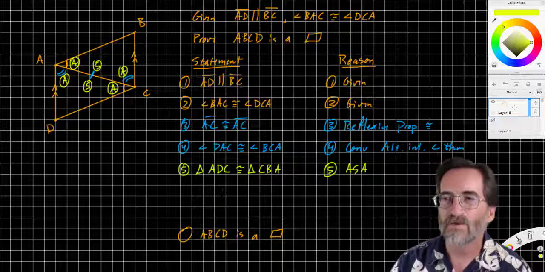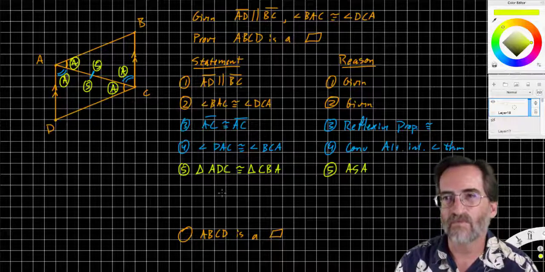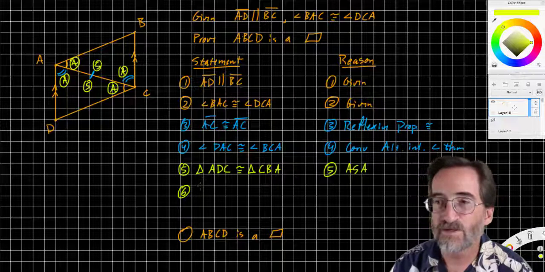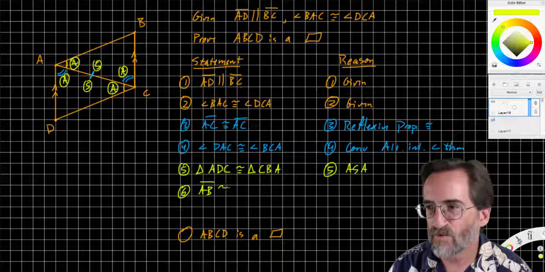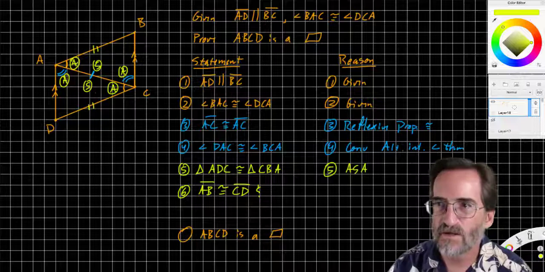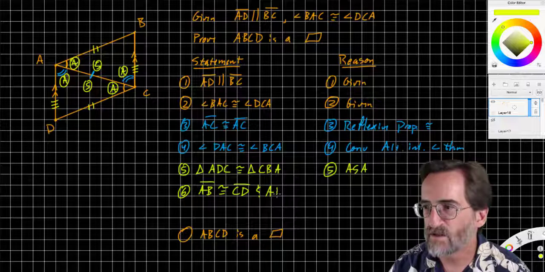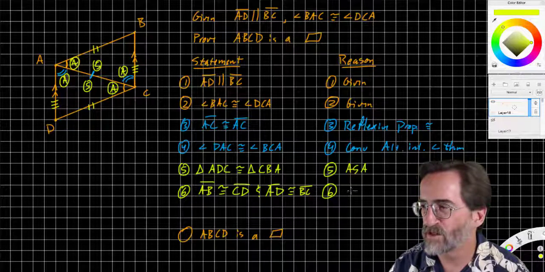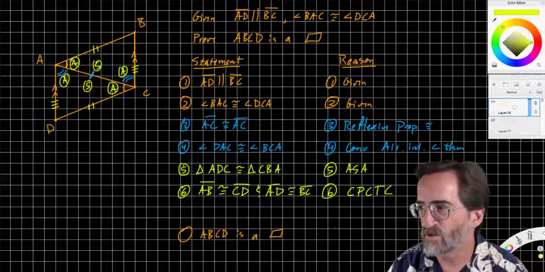Okay? And now there's a lot of ways I could go from this point, but I'm going to use step 6. Therefore, since the triangles are congruent, so are their parts. That is, AB is congruent to DC, or CD. And AD is congruent to BC. How do I know? Because if two triangles are congruent, so are all their parts. Corresponding parts of congruent triangles are congruent.